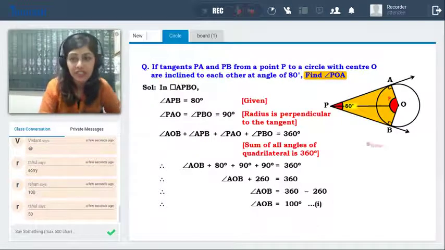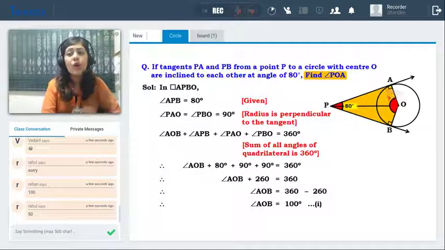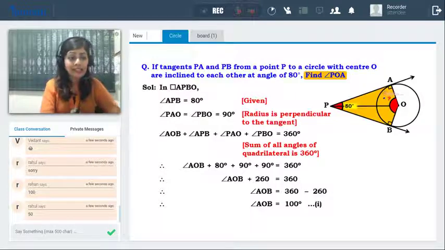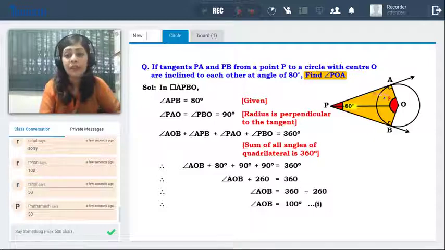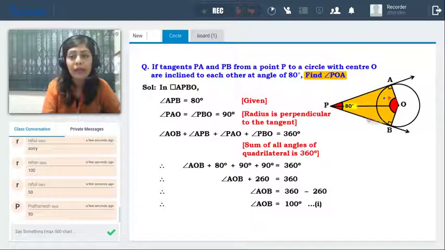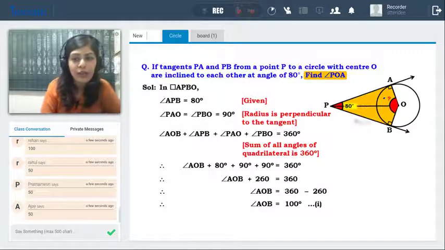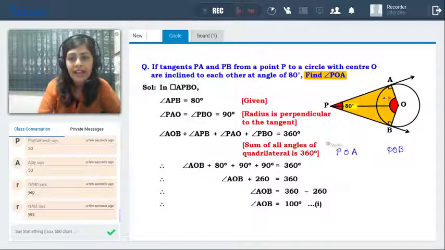Now, students, pay attention. Since we know that the entire angle is 100 degrees, we just need one part of this. Yes, Rahul, I see 50. All right, students, what do we see about triangle POA and triangle POB? They are two triangles. Can I prove those two triangles congruent? Can the two triangles be congruent?